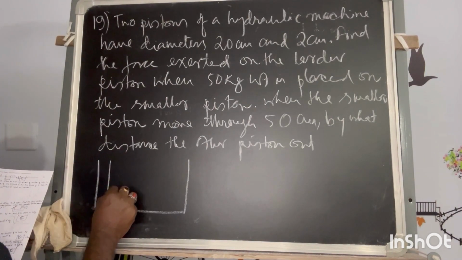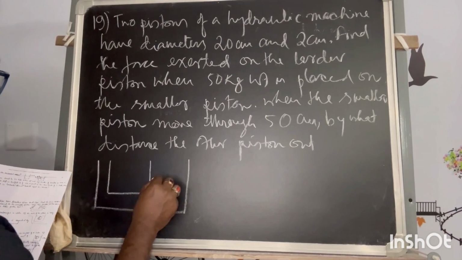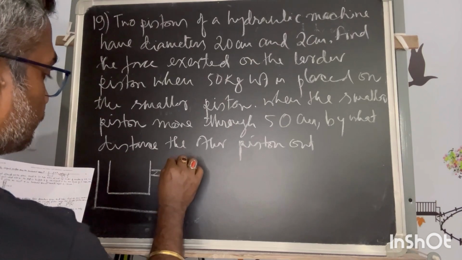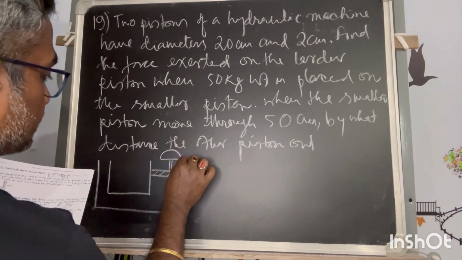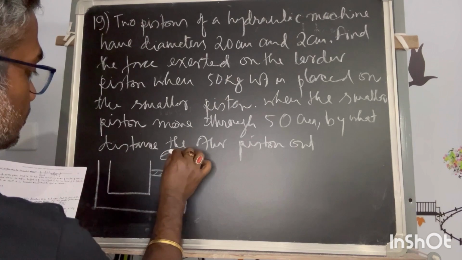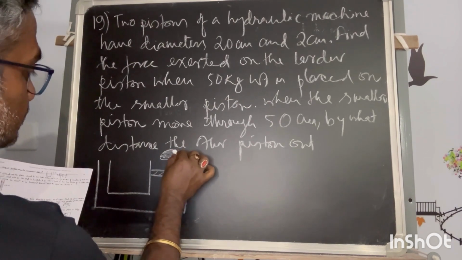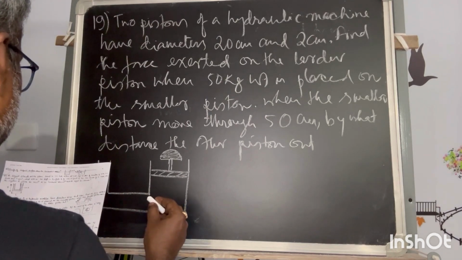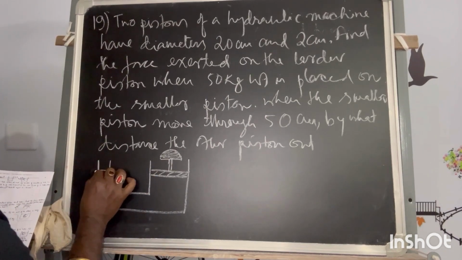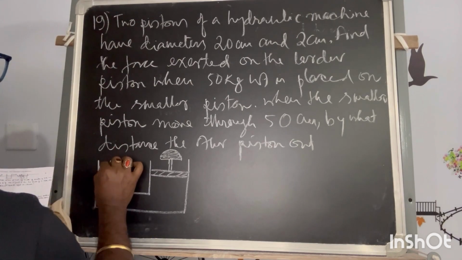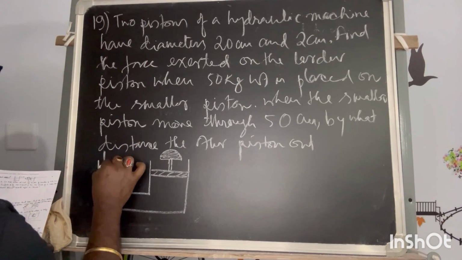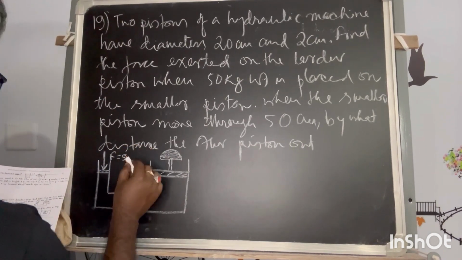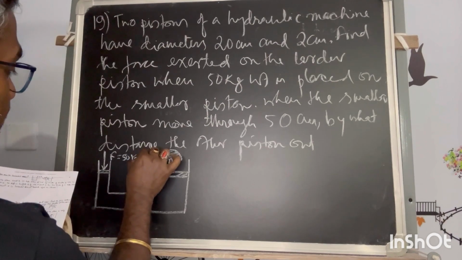There are two arms of the hydraulic machine, one having higher cross section. This we can say is the load arm, where the load is being carried. This is your load, and the load is on the larger piston. When 50 kg is placed on the smaller piston, a force is being given. That force is equivalent to 50 kg weight.